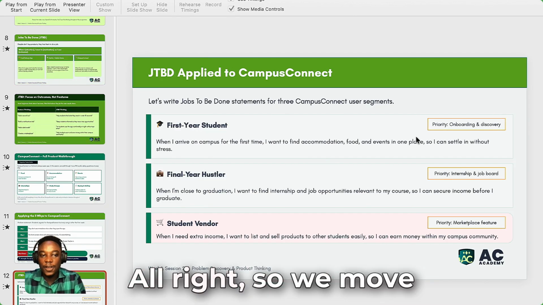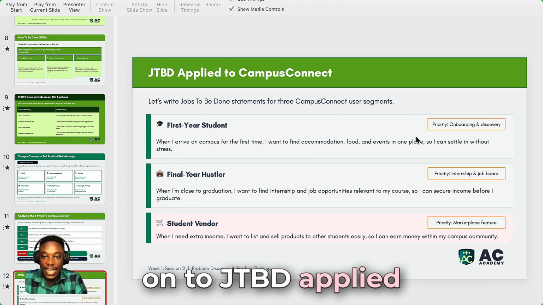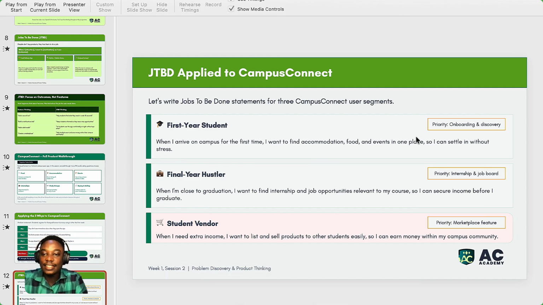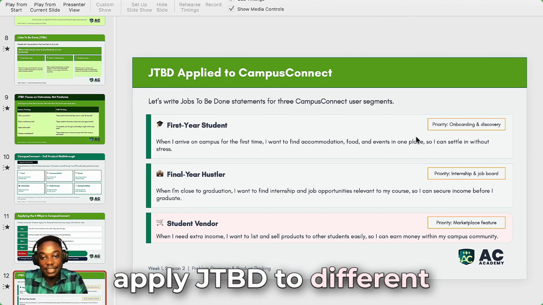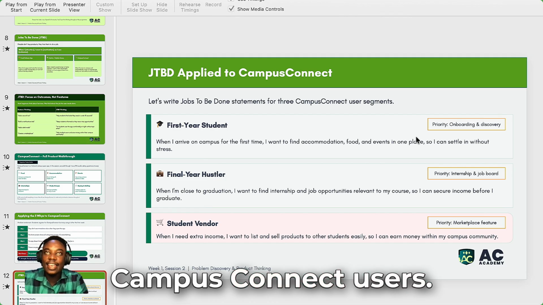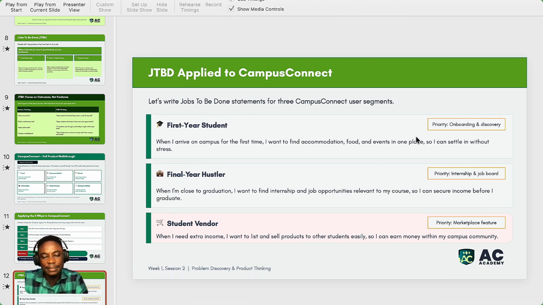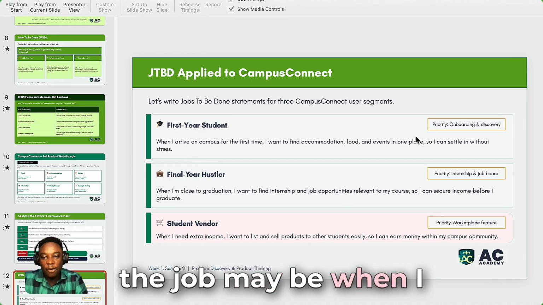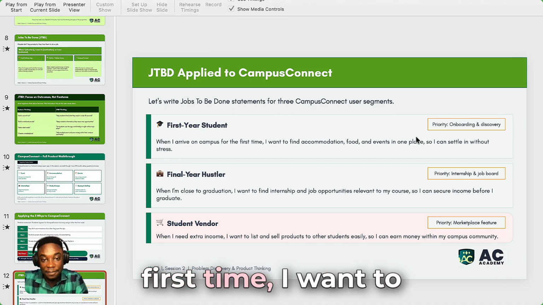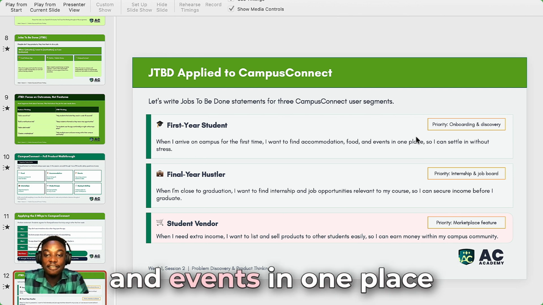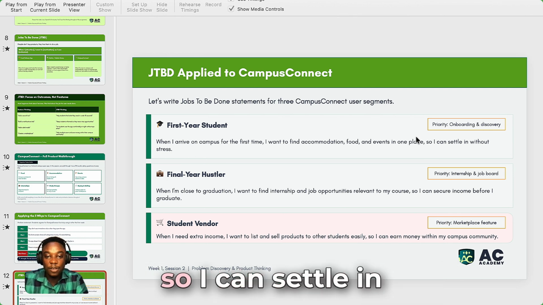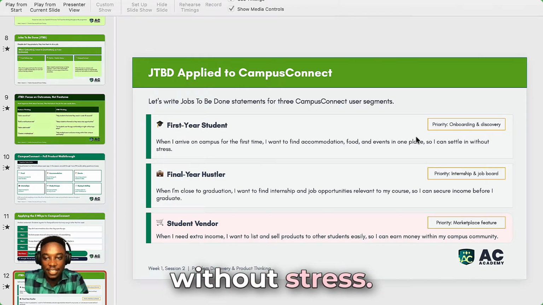Yeah. All right. So we move on to JTBD applied to Campus Connect. Different users, different jobs. Let us apply JTBD to different Campus Connect users. For a first year student, the job may be: when I arrive on campus for the first time, I want to find accommodation, food, and events in one place so I can settle in without stress.